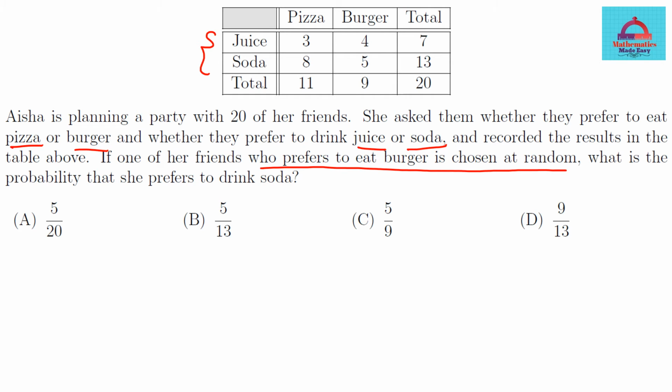Can you see? So this is a question on conditional probability. It's already given to you that the person is taking burger. Now the option is only for the drink. So what is the probability that she prefers to drink soda? So once she has taken the burger, that means we are looking at this column where the total is 9 options. So I will change the color here. For soda, this option, that means this is the favorable outcome. So favorable is 5, total is 9. So definitely the answer will be C.